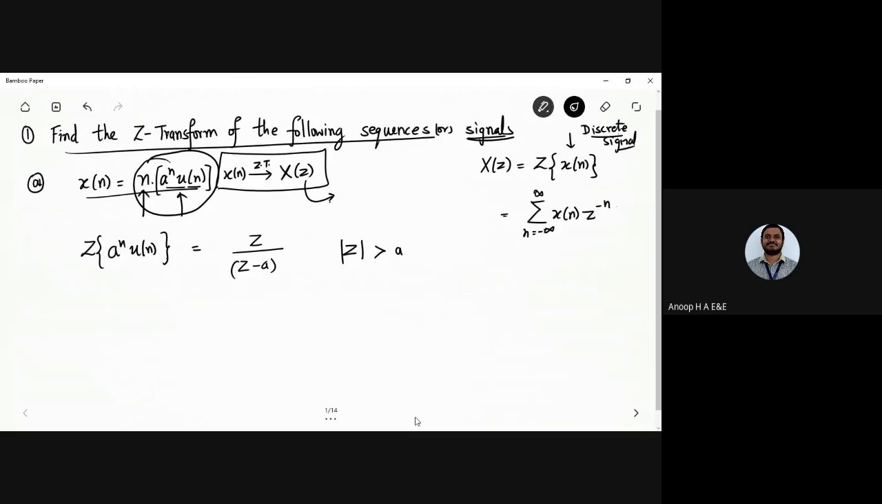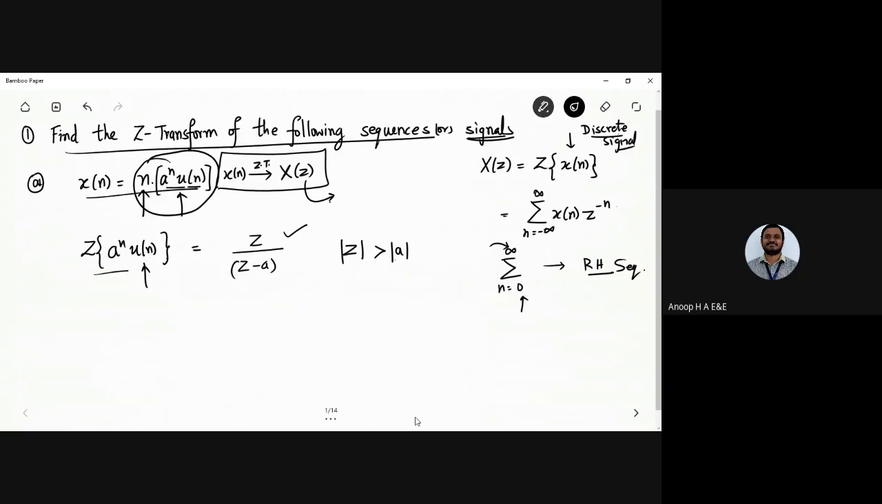Okay, so let me tell you. Now you have u of n here, a power n u of n. So the summation would be from n equal to 0 to infinity. Once I have the summation from n equal to 0 to infinity, I can say that it is a right-handed sequence. So I have Z divided by Z minus a. That is the Z transform of a power n u of n, which is called a positive time sequence.